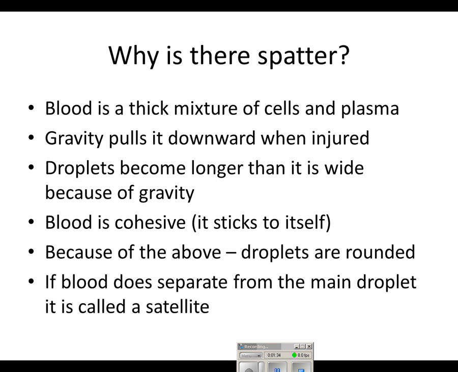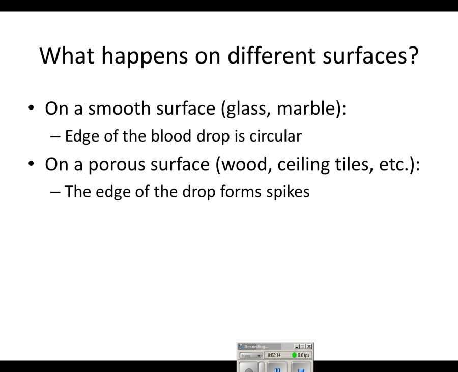So there's spatter for different reasons. Blood is a thick mixture of cells and plasma, and gravity is going to pull it downward if you're injured, and the droplets are going to become longer than they are wide because of that gravity. Think of something slowly dripping off a surface; that's what the blood is doing. Blood is also cohesive, so it sticks to itself, and when it falls, it's going to stick together. But every once in a while, some of the blood separates from that main droplet, and you get little droplets around it, and those are called satellite droplets.